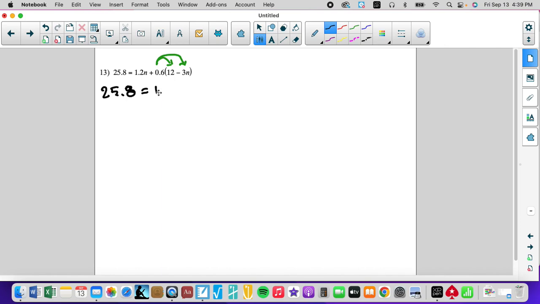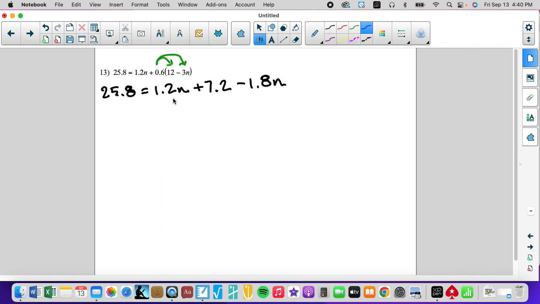25.8 equals 1.2n. Now 6 times 12 is going to give me 7.2, because 6 times 12 is 72, with the decimal moving the decimal there. And 0.6 times negative 3n is going to give me negative 1.8n, because let's think about it, 6 times 3 is 18, and I got that decimal place.